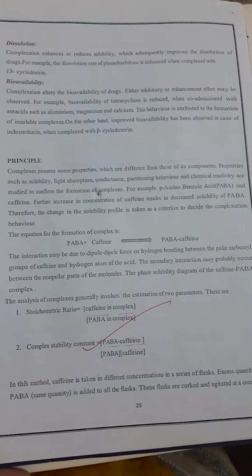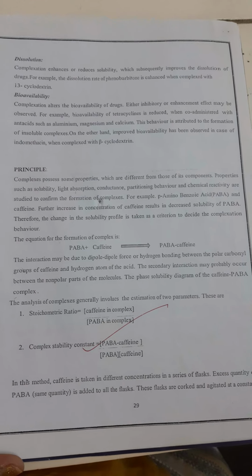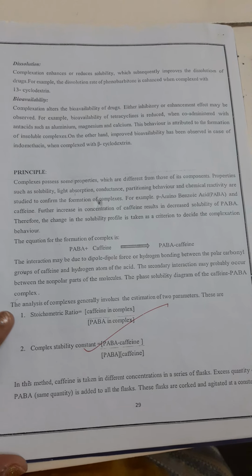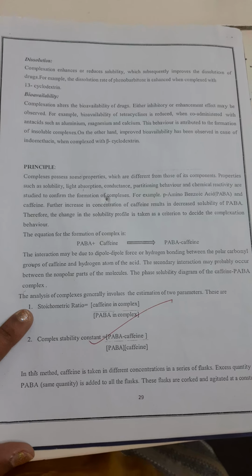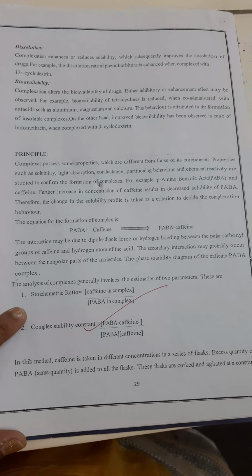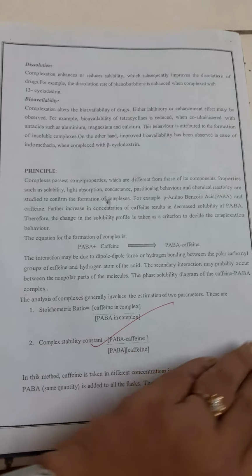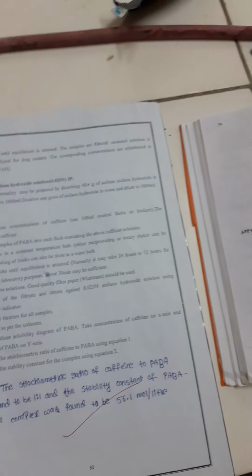When we go with the principle involved in the complexation, PABA will be combining with the caffeine, which leads to the formation of PABA caffeine complex. When we take the stoichiometric ratio, we have to take the caffeine in complex by PABA in complex, and the complex stability constant is PABA caffeine complex divided by free PABA into free caffeine.